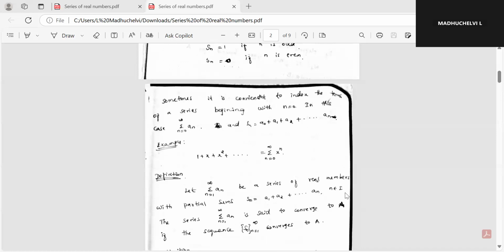Sometimes it is convenient to index the terms of a series beginning with n equal to 0. In this case, summation n equal to 0 to infinity a_n and s_n equal to a0 plus a1 plus a2 plus etc. plus a_(n minus 1). Example, 1 plus x plus x squared plus etc. equal to summation n equal to 0 to infinity x power n.